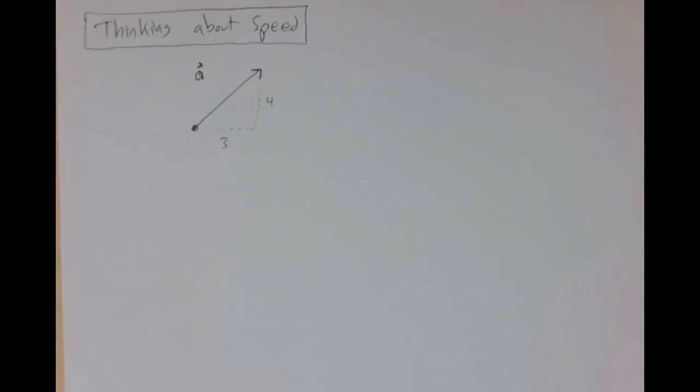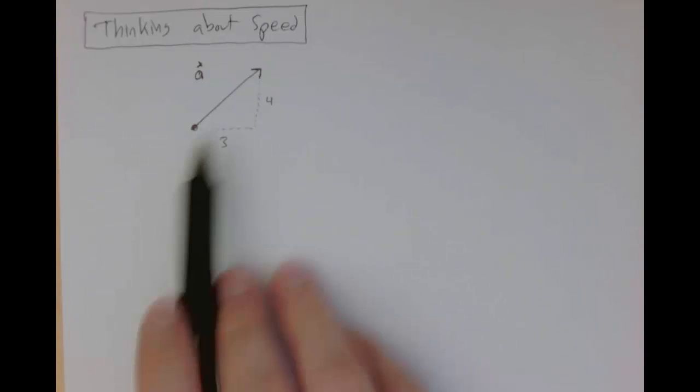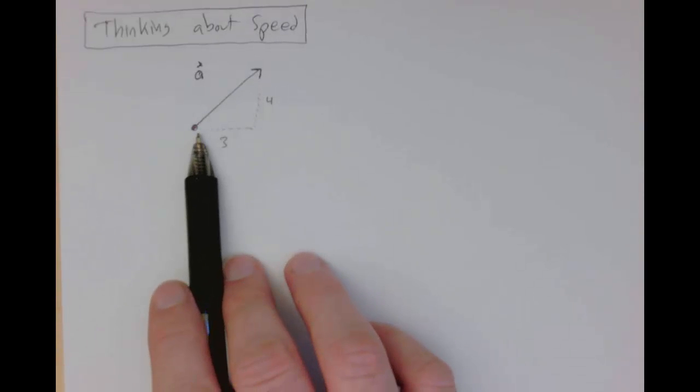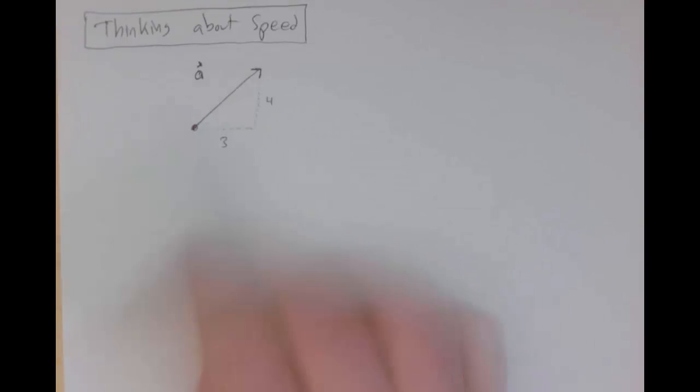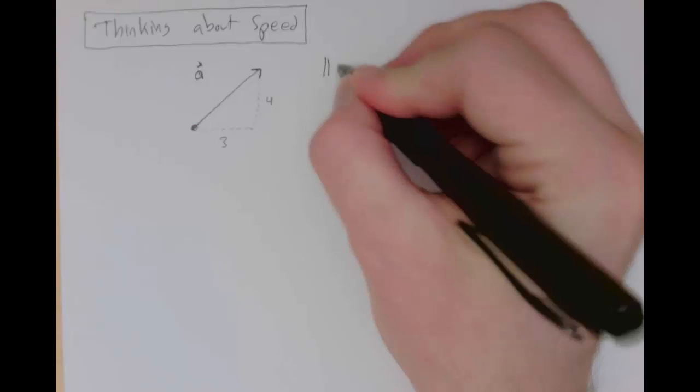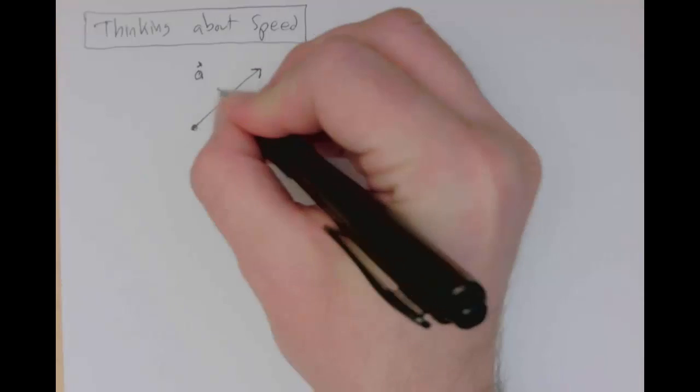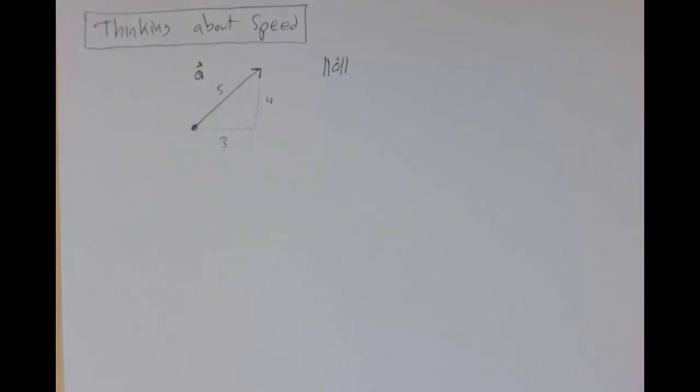Okay, so I want to show you just a couple of things that are going to help you with the problem set today. So obviously you already know that if the horizontal component of a vector is 3 and the vertical component is 4, then the overall magnitude of the vector is 5 because of the Pythagorean theorem. But let's talk about some interpretations of what this could mean.